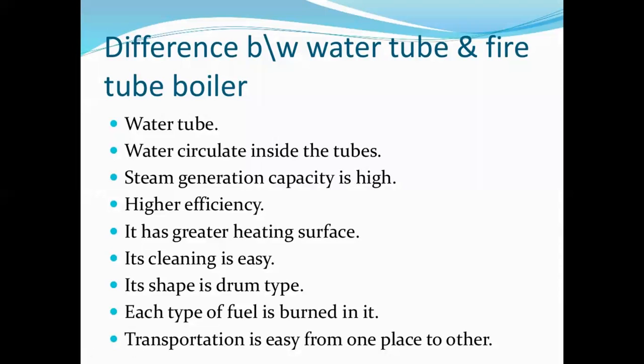Let us discuss differences between water tube and fire tube boilers. First, the water tube boiler. In a water tube boiler, the water circulates inside the tubes. Here steam generation capacity is high, so its efficiency is higher. If the steam generation capacity is higher, its efficiency is high.